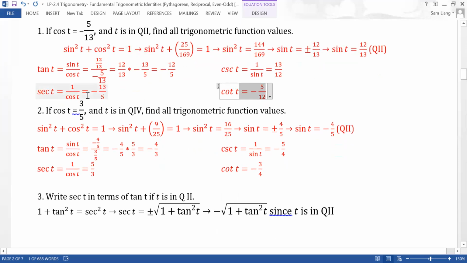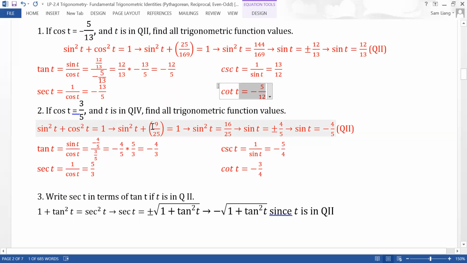All right, question 2. Cosine t is 3/5. t is in quadrant 4. Find all trig function values. We know that in quadrant 4, so all students take calculus, cosine and secant are positive here. Everything else is negative. All right, so to find sine, we're going to use that same Pythagorean identity.